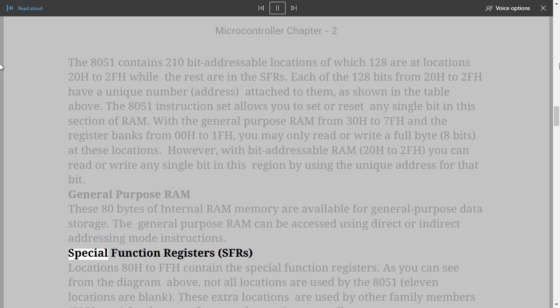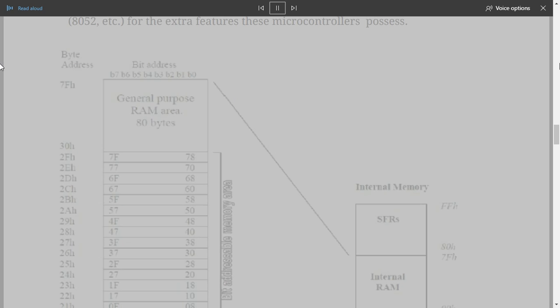Special function registers, SFRs: locations 80H to FFH contain the special function registers. As you can see from the diagram above, not all locations are used by the 8051. 21 locations are blank. These extra locations are used by other family members, 8052, etc., for the extra features these microcontrollers possess.